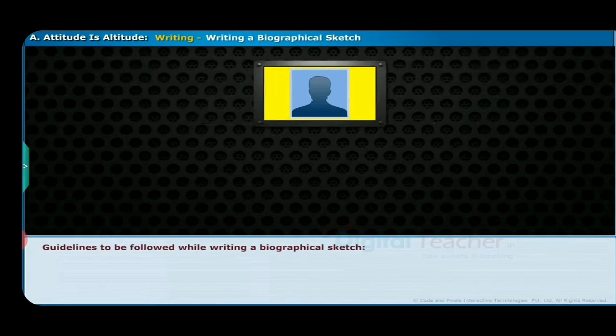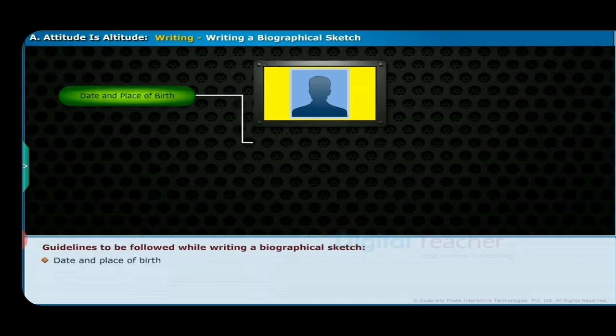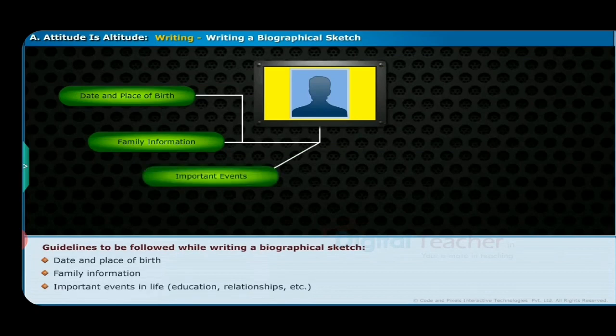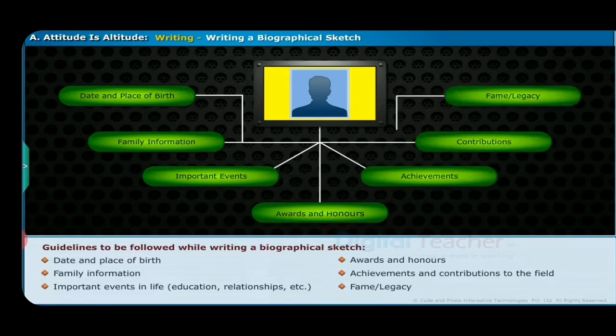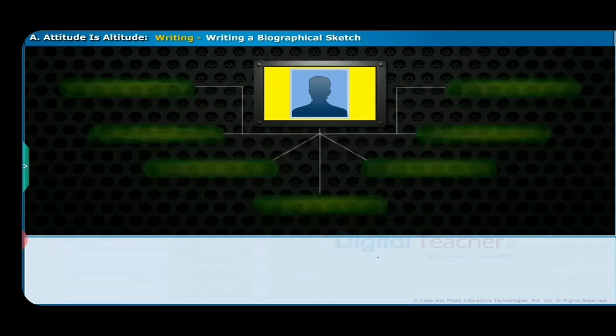There are a few guidelines to be followed while writing a biographical sketch. Let us learn about them. Date and place of birth, family information, important events in life like education, relationships, etc., awards and honors, achievements and contributions to the field, and fame, legacy. Let us look at the biographical sketch of Sachin Tendulkar written based on the clues we have discussed.